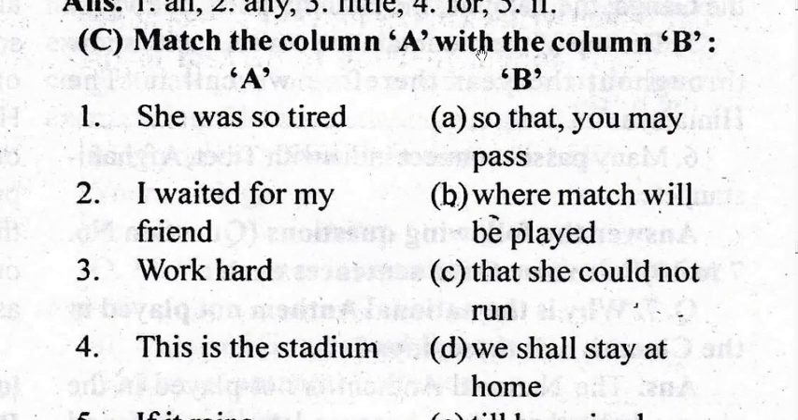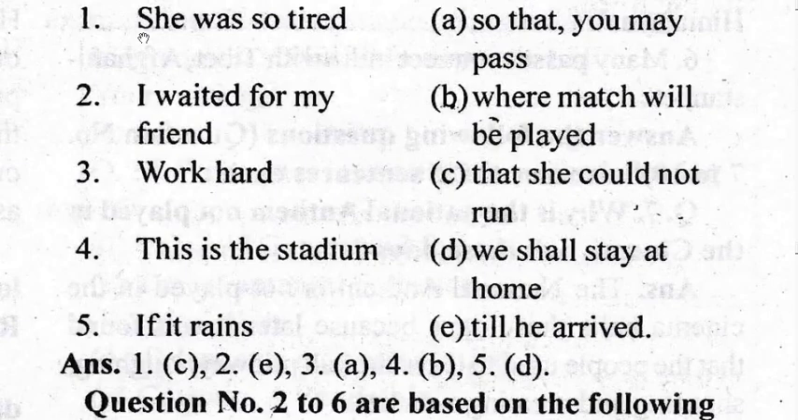Match the column A with column B. So here is column A, here is column B. Let me adjust this one. So here, first one: she was so tired, I waited for my friend, work hard, this is a stadium, if it rains. So that you may pass, where match will be played, that she could not run, we shall stay at home, till he arrived. So according to the sentence, we have to match. She was so tired. So this will match with C, that she could not run.